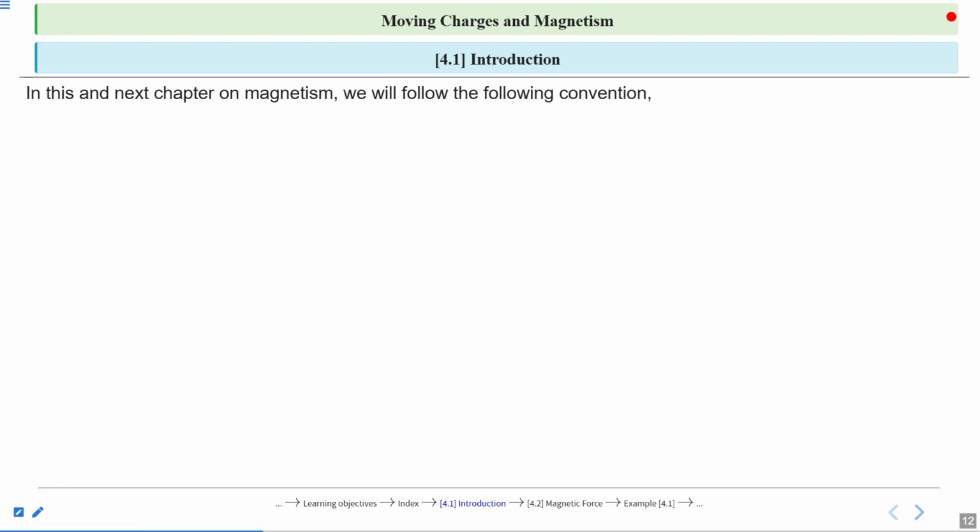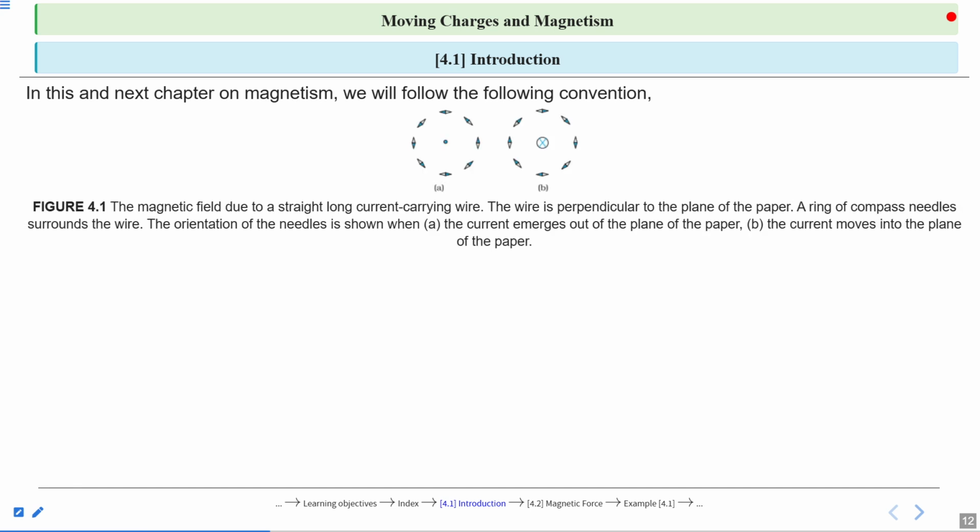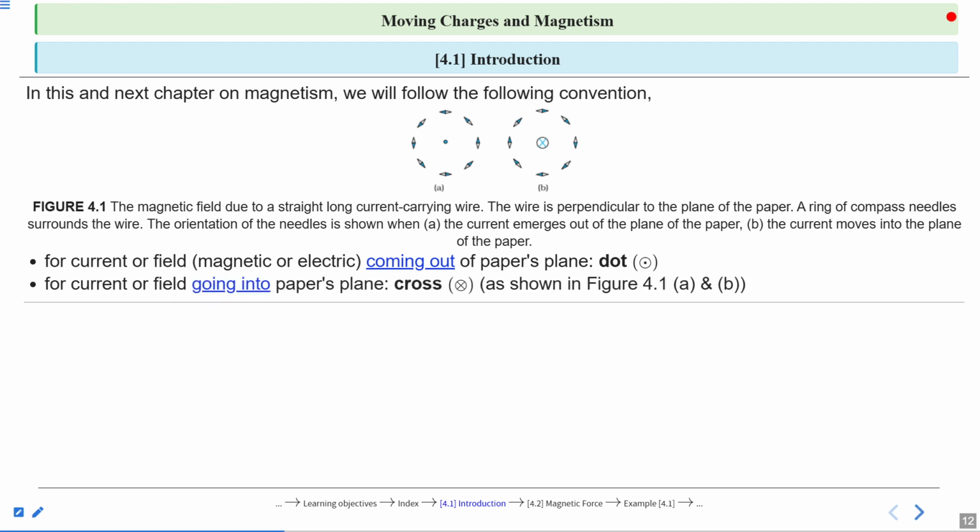In this and the next chapter on magnetism, we will follow the conventions that I have already mentioned. What are these conventions? Look at this figure again. For both current and field, magnetic or electric, coming out of the paper's plane, it is represented by a dot. And if the current or field is going into the paper's plane, then it is represented by a cross.